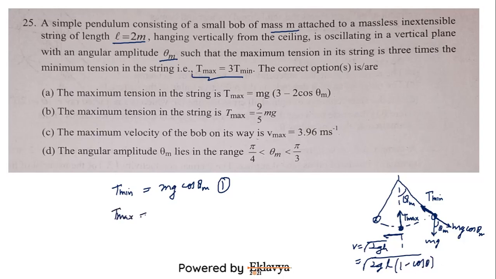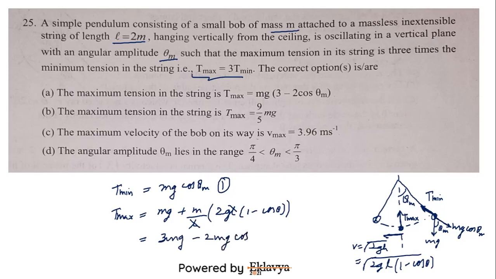So Tmax will be equal to mg plus mv square by r, where r is L, and v square is 2gL(1 minus cos theta). So from here we can cancel L, and this will give us mg plus 2mg, so that's 3mg minus 2mg cos of theta m. This is also theta m actually. So this is Tmax, this is Tmin.